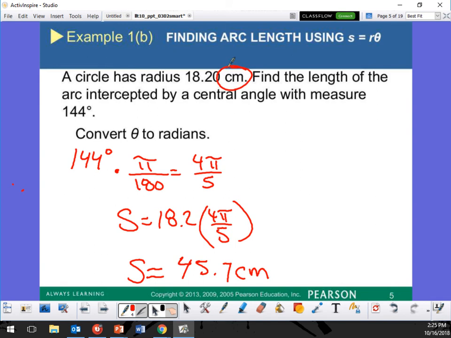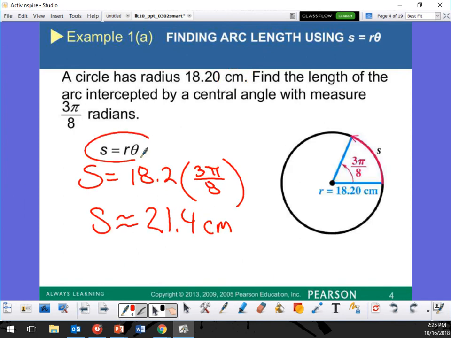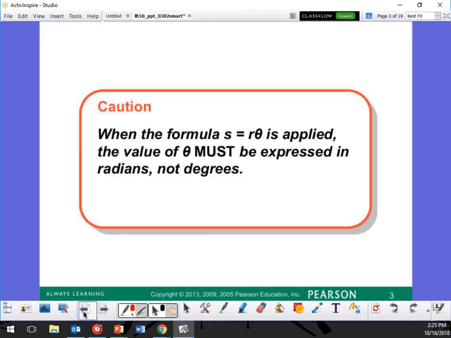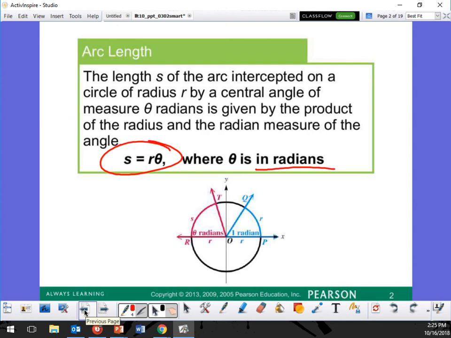Does that make sense? Is anyone lost on this? This should be pretty easy. I still don't get this, you know. Okay, so did you understand the first part where it started with S equals r theta? S is the arc length. Whenever you look for the arc length, you use this formula.